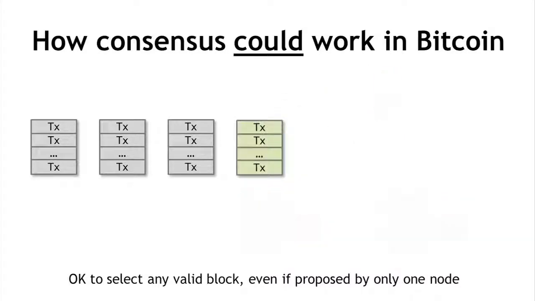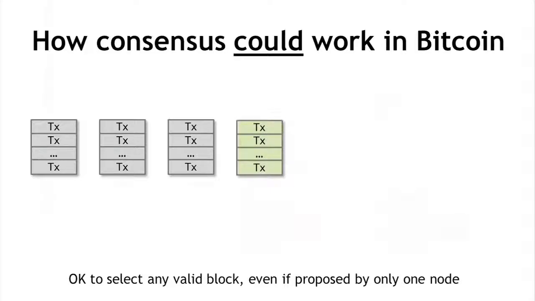Right? So maybe this green block gets selected, it now gets added to the consensus blockchain, and then the protocol proceeds in rounds. So if you took the traditional theory of distributed consensus and applied that to Bitcoin, this is the sort of system that you might end up with. Now this has some similarities to how Bitcoin works, but it's not exactly how Bitcoin works. And why is that? And the reason for this is simple.